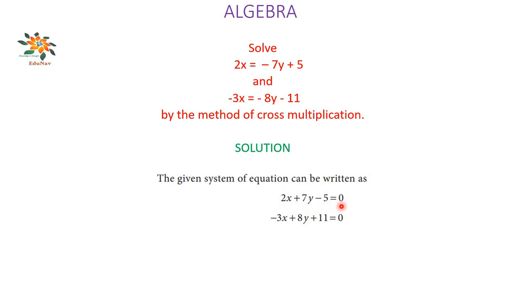- 5 = 0 and -3x + 8y + 11 = 0. Here a1 = 2, b1 = 7, c1 = -5. Also a2 = -3, b2 = 8 and c2 = 11.